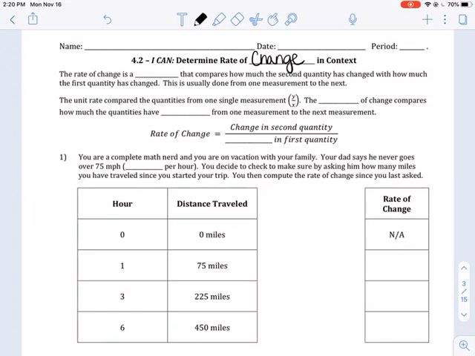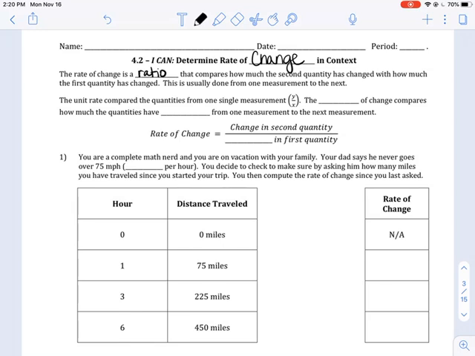Today, we are finding the rate of change in context. And usually when it says in context, that means there's some kind of situation or story. The rate of change is a ratio, hence the word rate, that compares how much the second quantity has changed with how much the first quantity has changed. This is usually done from one measurement to the next. And hopefully it'll make more sense as we say it in fewer words.